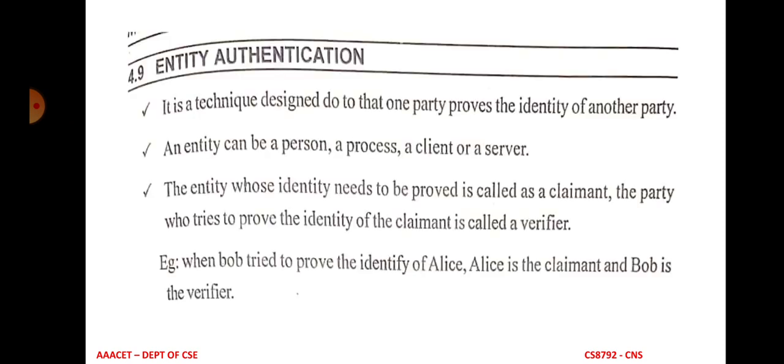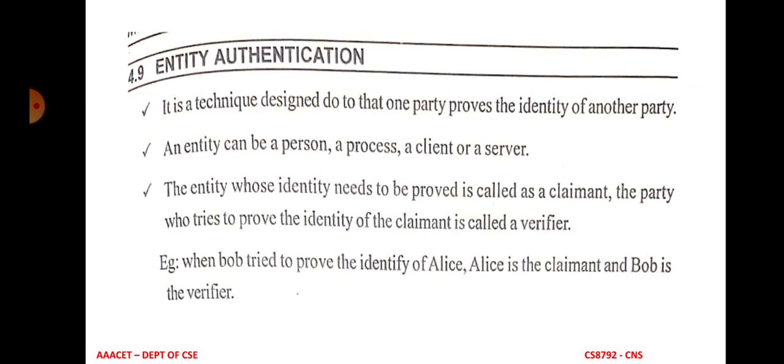Let us start with entity authentication. It is a technique designed so that one party or one person proves the identity of another one. That is authentication. An entity can be a person or a process or a client or a server, anything, right? That is an entity. So authentication is nothing but the proof of the identity of one person or anything or a process. This is entity authentication.